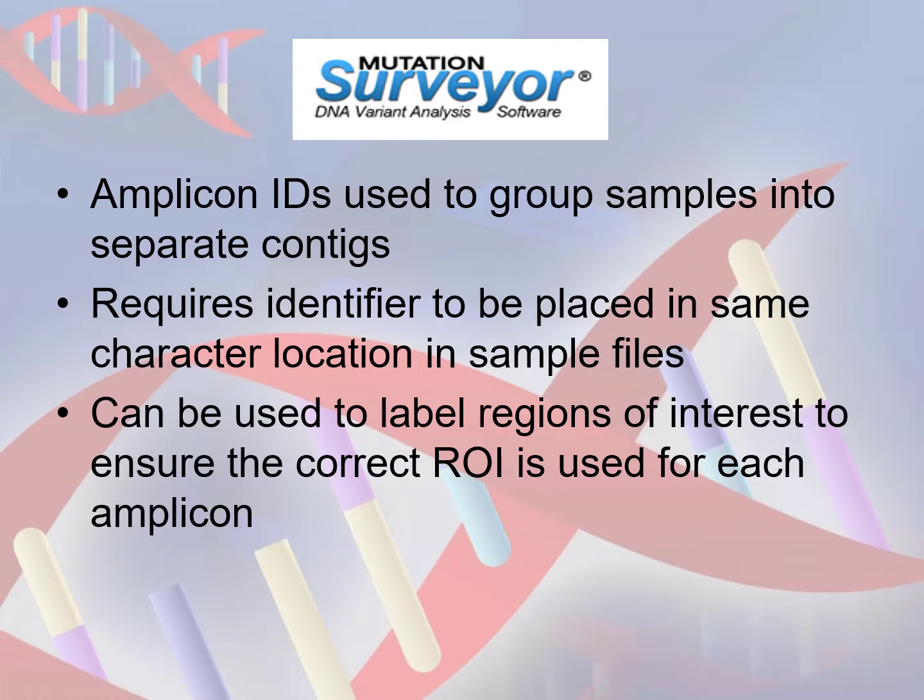When all of the file names in a mutation project contain an Amplicon-specific designator in the same character location, they can be used to manually group sample files into contigs. In addition, Amplicon identifiers can also be used to label regions of interest in GenBank files to ensure that the correct ROI is used for each Amplicon.